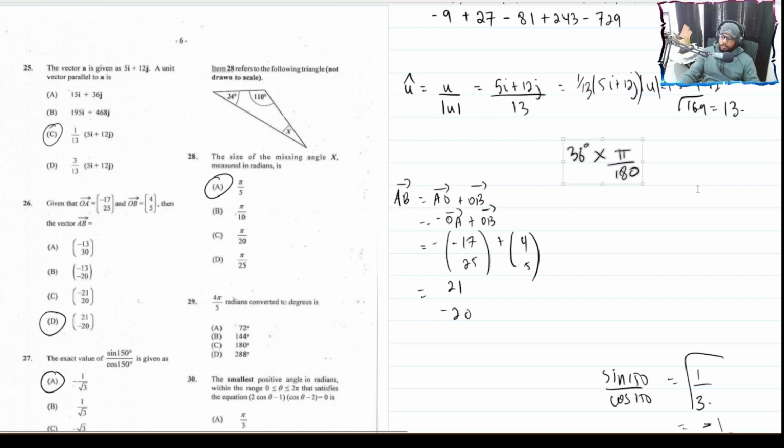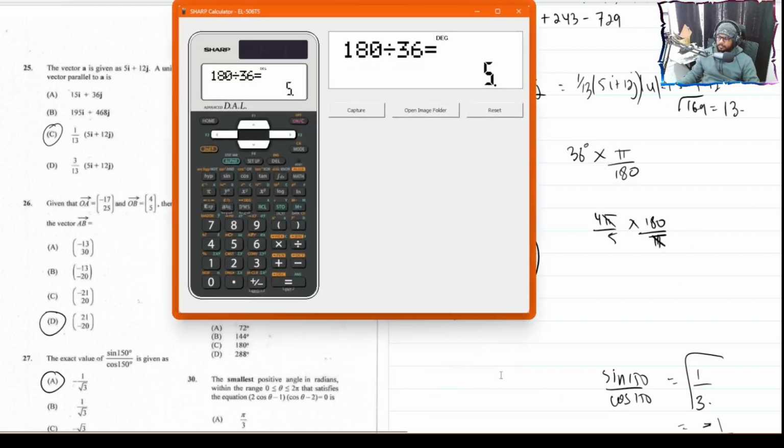Look, the next one here. Multiply by 180 over pi. 4 pi over 5 multiplied by 180 over pi. Bam, bam. 4/5 of 180 is 144 degrees.